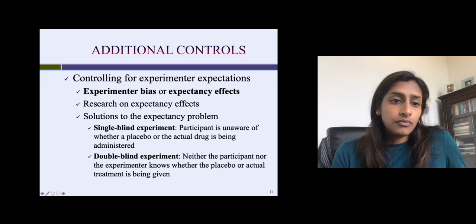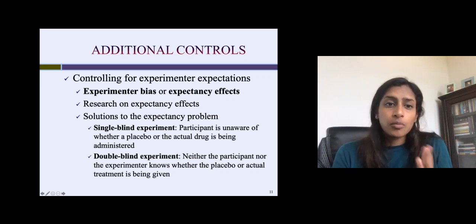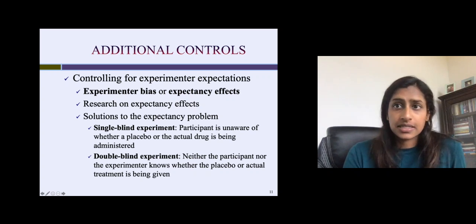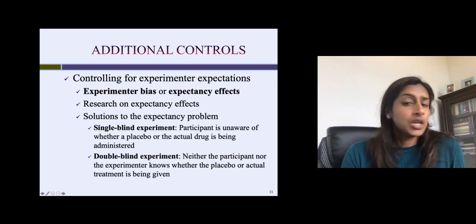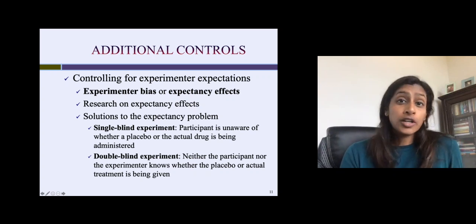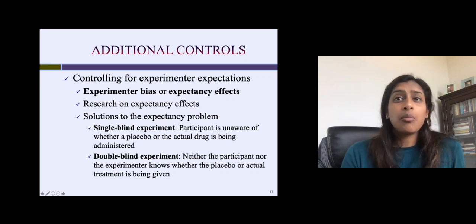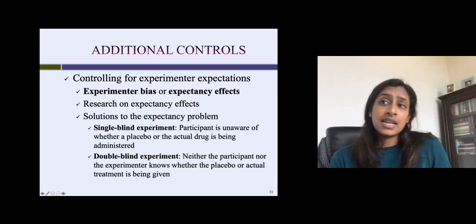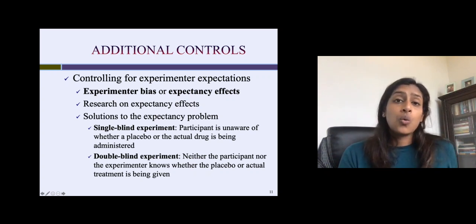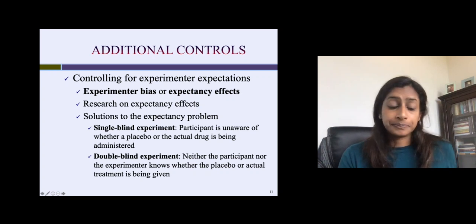So we can do single blind and double blind studies. A single blind study is when the participant is unaware of whether they're getting a placebo or the actual drug. Drug trials will at minimum have a single blind experiment. Really good clinical trials will actually have a double blind experiment, which means that neither the participant nor the experimenter knows whether their participant is getting a placebo or the actual treatment.